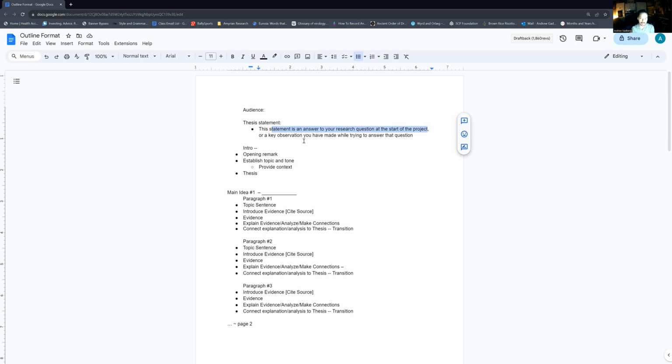So if that's the case, if there's not a clear-cut answer, then you can just present a key observation that you've made. And that observation might be, there's no agreement. There's wildly different perspectives on this issue. And there's not really any agreement. That's one observation that you can make. You might have made other observations.